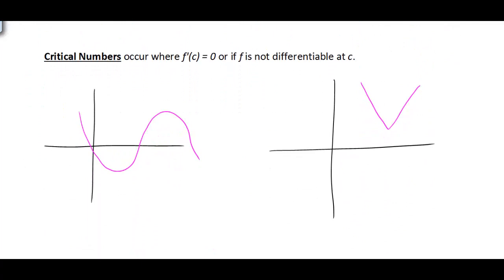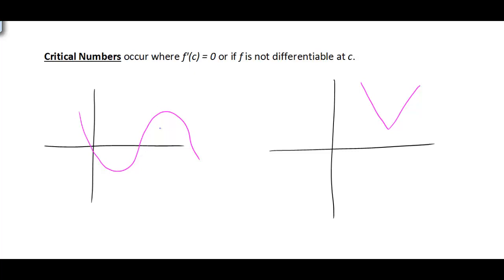All right, the next topic we want to look at here is critical numbers. Critical numbers occur when our derivative at a point c is equal to 0, so in other words, if f prime of c is equal to 0, or if the function is not differentiable at a point c on the graph. Now keep in mind the function has to be defined at this point c.